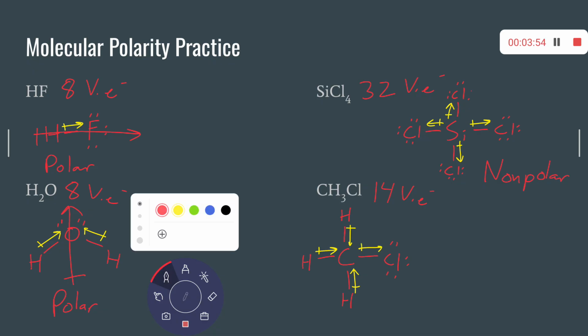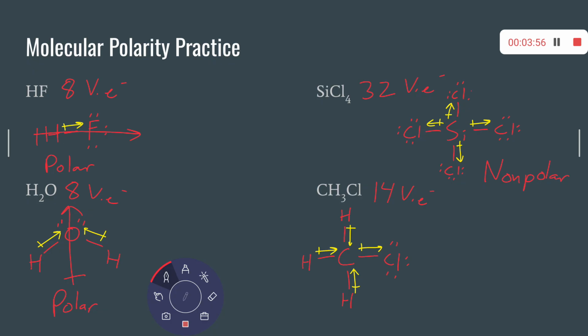And now if you notice, my up and down arrows cancel each other out, but my left and right arrows do not cancel each other out. And so this whole molecule is polar in the direction of your chlorine atom.